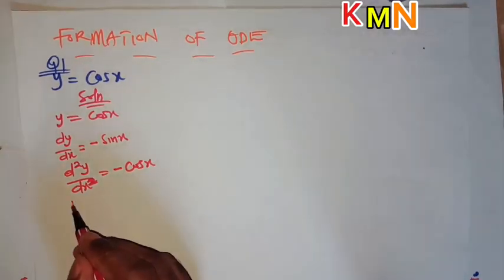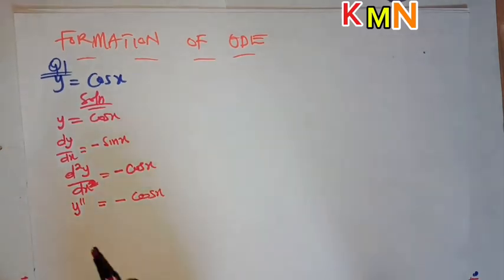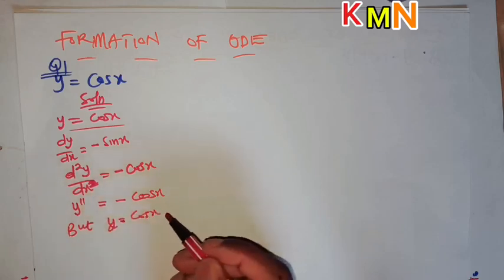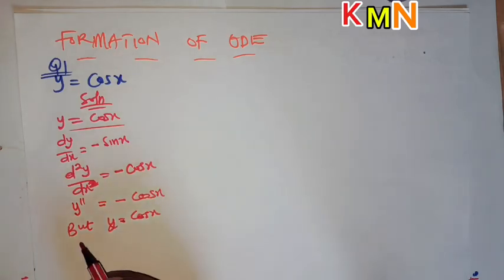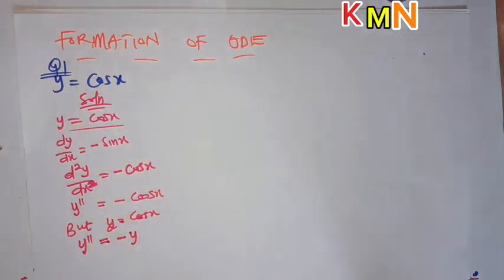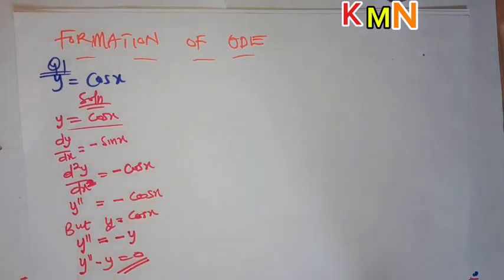Now let me write it in the prime form. We're going to get y prime prime equals negative cos x. So if that is true, let's look at this. Realize that y is equal to cos x. So this means that we can replace cos x over here with y, and that will give us y prime prime is equal to negative y. And with this, we can group it to become y'' + y = 0. So this is our second order ordinary differential equation.